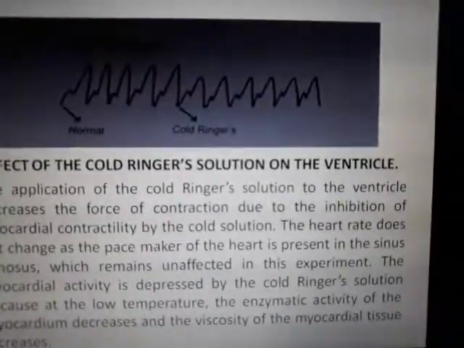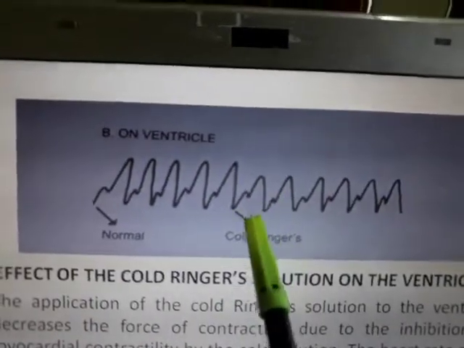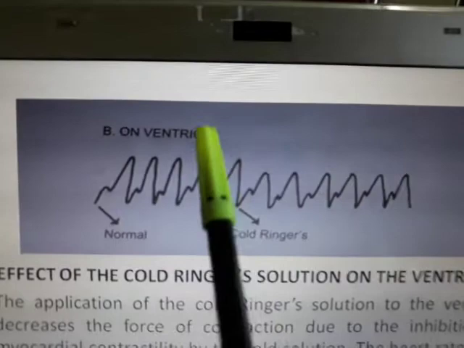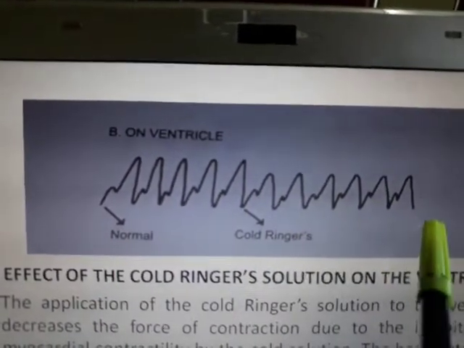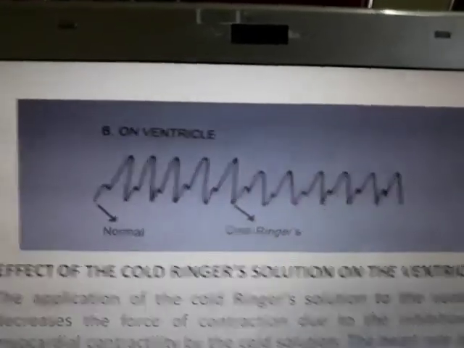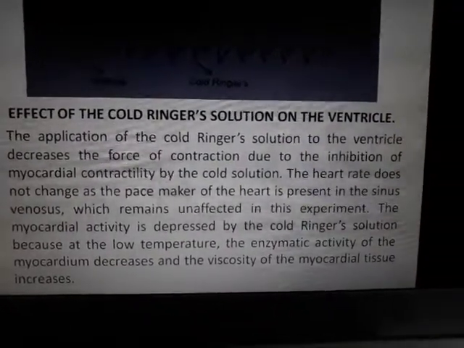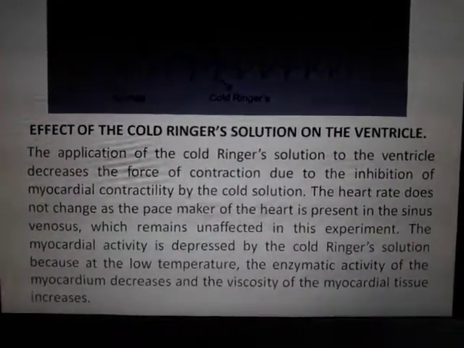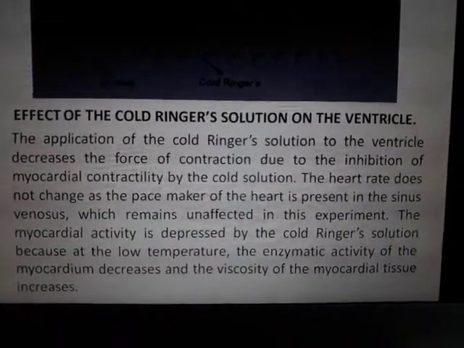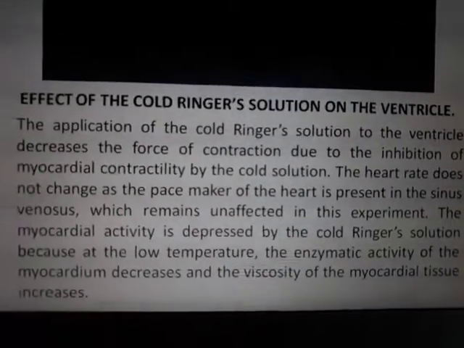Now effect of cold Ringer solution on the ventricle. If you say this is the ventricle, this is the normal, and when we apply the cold Ringer solution only on the ventricle, see there is no change in the heart rate, but the force of contraction or the height of contraction decreases. Now explanation. The application of the cold Ringer solution to the ventricle decreases the force of contraction due to the inhibition of myocardial contractility by the cold solution.